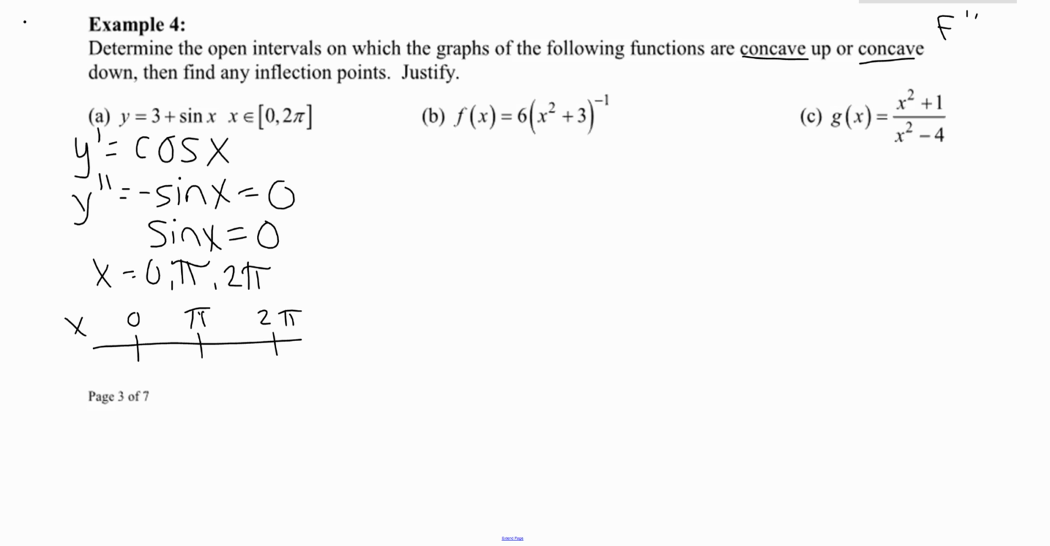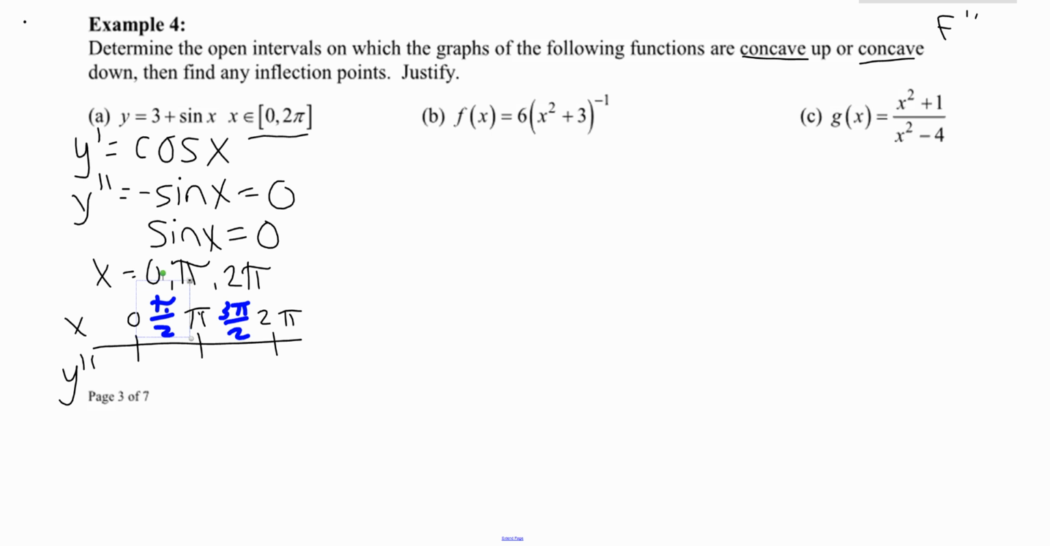So those are my x values, and I'm going to be plugging them into the second derivative. Now I'm only concerned about this interval, so I'm not going to pick numbers smaller than 0 or greater than 2 pi. So if I pick something between 0 and pi, I'll have pi over 2. If I pick something between the other ones, I'll have 3 pi over 2.